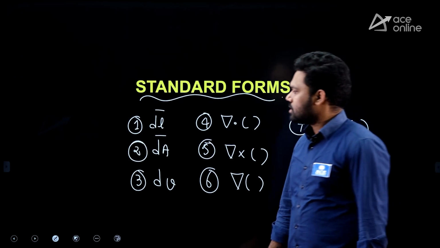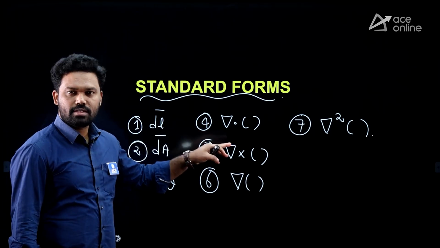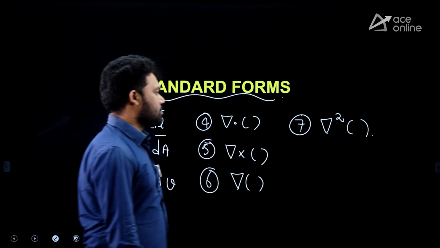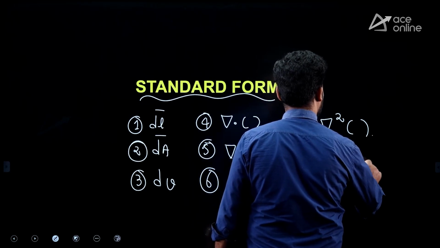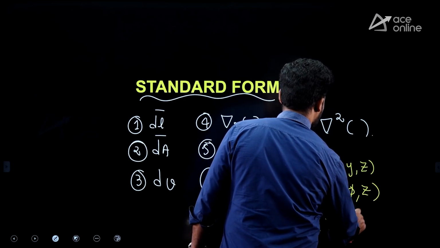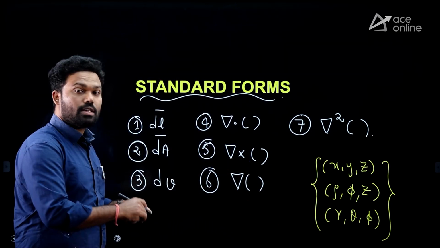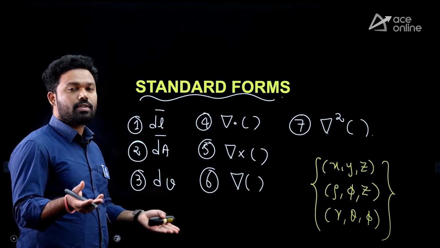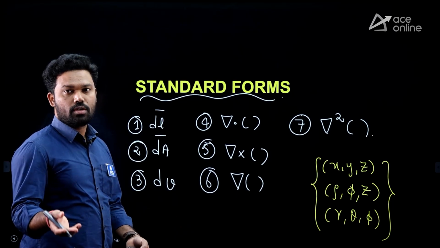Okay, guys. So these are the 7 standard forms. You need to remember these 7 formulas, which are going to help us in our electromagnetic theory in the 3 coordinate systems. What are the 3 coordinate systems we have? Cartesian coordinate system, x comma y comma z. In the cylindrical coordinate system, rho comma phi comma z. In the spherical coordinate system, r comma theta comma phi. So 7 formulas into the 3 coordinates, in the sense 21 formulas. Instead of remembering 21 formulas, we have what are called standard forms. 7 standard forms which are going to expand over the 21 formulas.